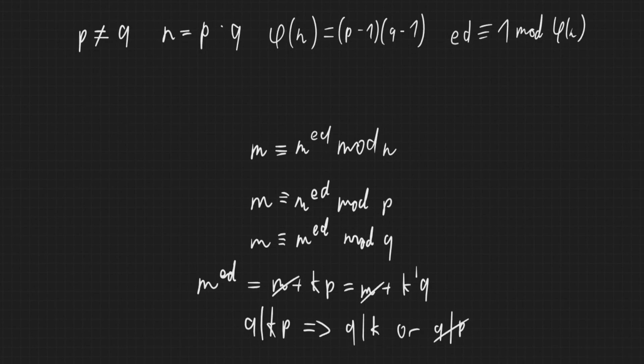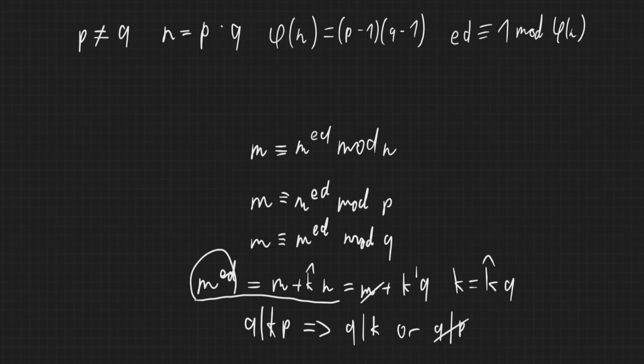But if q divides k, this means that k is a multiple of q, meaning we can write k as, let's say, k hat times q. And we can plug this into our original equation, which gives us k hat times q times p. And now let's look at the left part of this equation. qp is just n, right? Because n is the product of p and q. So we can write qp as n.